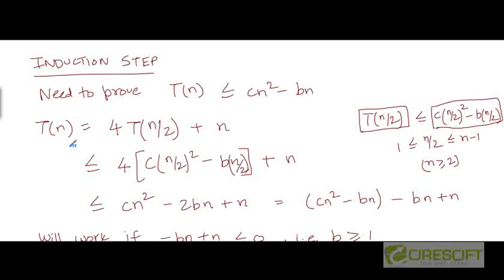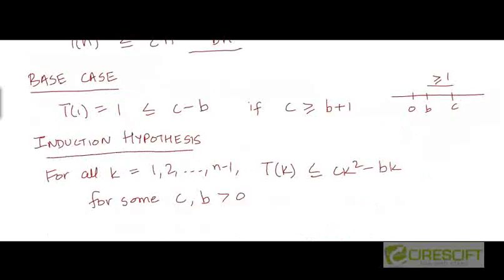So we don't need to prove any additional base cases because we can apply the induction hypothesis if n is greater than or equal to 2. And for n equal to 1, we have proven that this claim holds, assuming that this previous constraint is satisfied. C needs to be at least b plus 1.